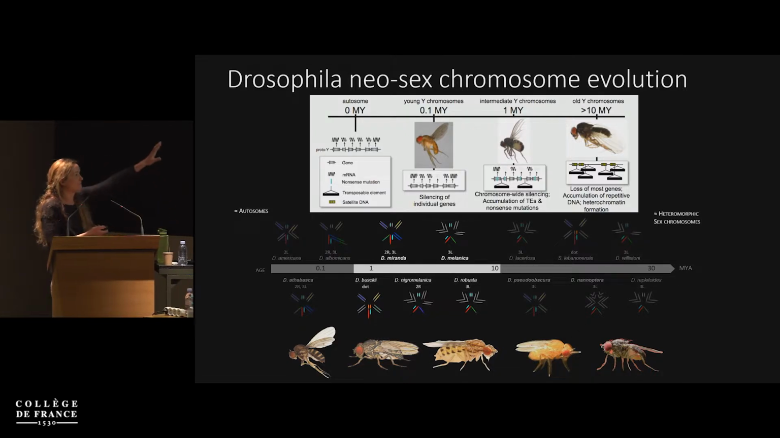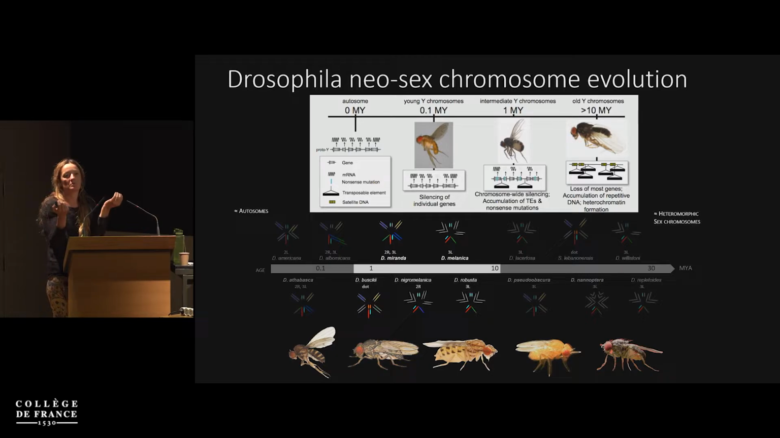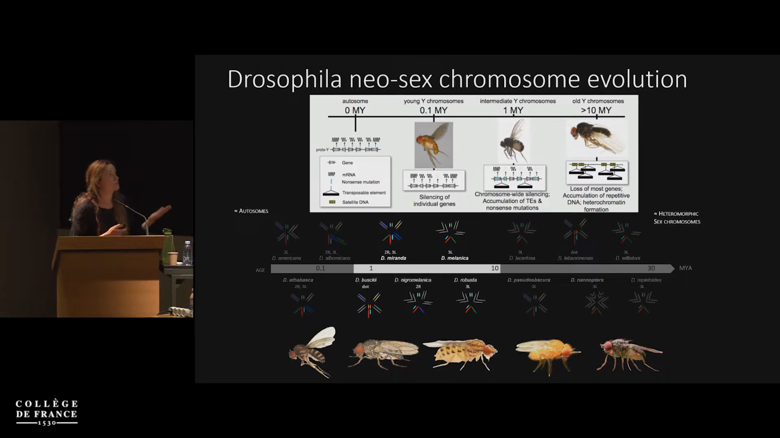On the other hand, once you pass 10 million years or so, the neo-Y chromosome basically resembles an old Y chromosome. So we have a lot of transposable elements, a lot of satellite DNA, a lot of repetitive junk DNA, very few genes. Those old neo-Y chromosomes are typically entirely heterochromatic, so that whatever junk there is is being epigenetically silenced.